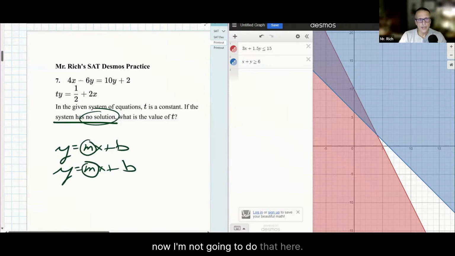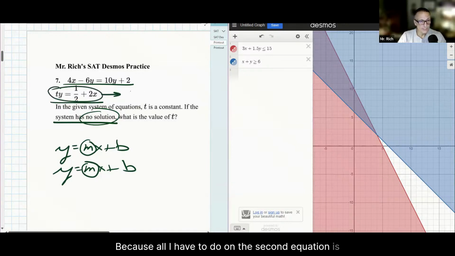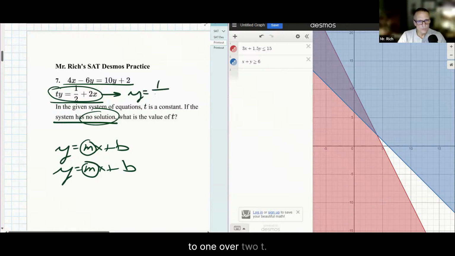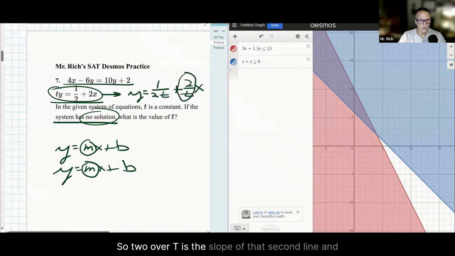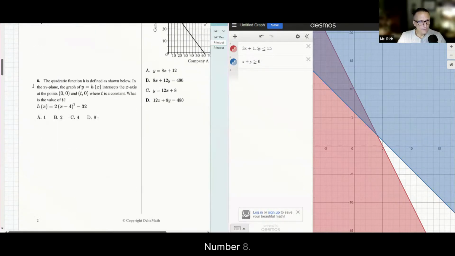All right, now I'm not going to do that here, but it just takes a few algebra steps. I will solve this one and put it into y-intercept form, because all I have to do on this second equation is divide by t on both sides. And I get 1 is equal to 1 over 2t plus 2 over t times x. So 2 over t is the slope of that second line, and I would set it equal to the slope that I would get when I solved that for y. Okay, let's move on. Number 8.